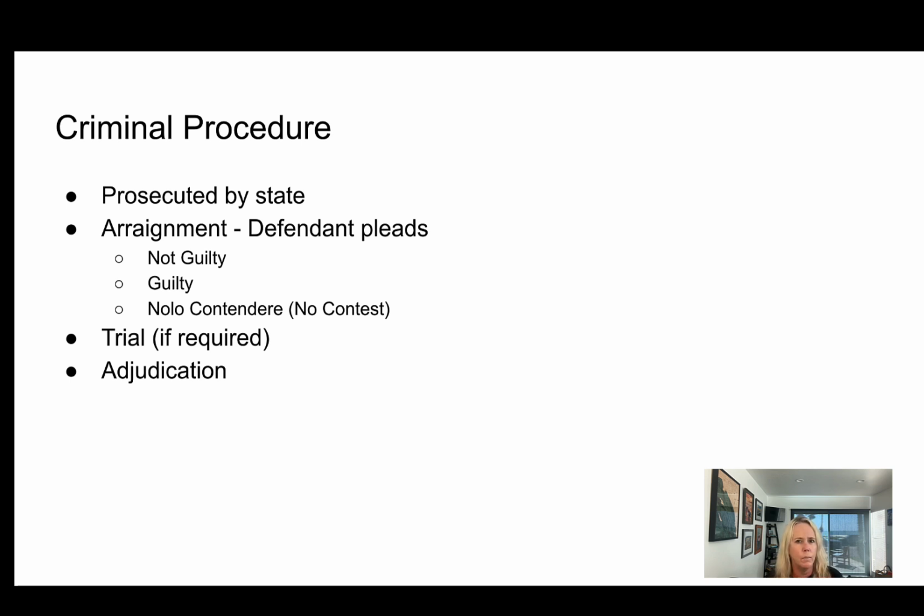I'm not going to talk about the criminal trial because it's the same as the litigation process, just with a different standard of proof. So you can go back to that lecture if you want some clarity on that. And then once the judge or the jury makes their decision, the defendant is adjudicated either guilty or not guilty. And so that's basically the criminal trial in a nutshell.